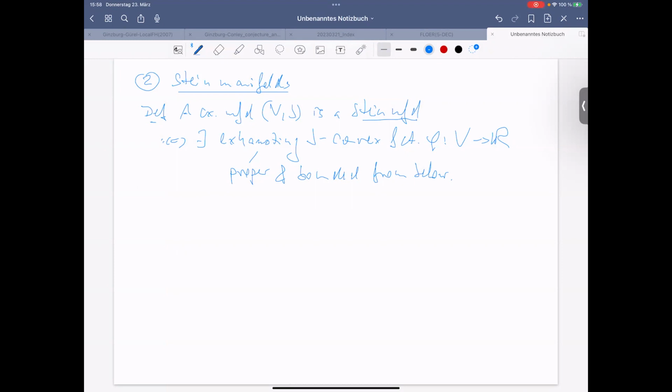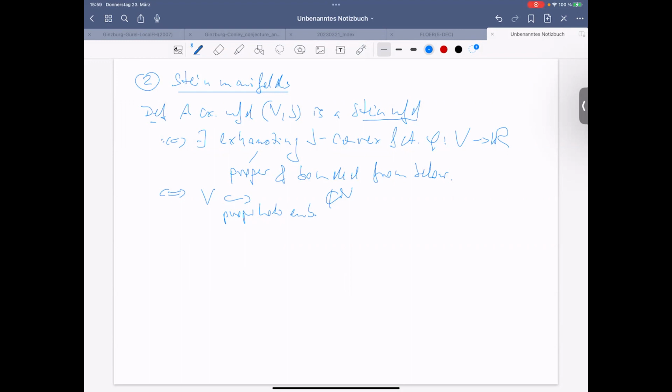And then there's an amazing theorem where the most difficult part is due to Grauert, that this is equivalent to this complex manifold admitting a proper holomorphic embedding into some Cn of sufficiently large dimension. As opposed to the case of real manifolds, which always embed into some sufficiently big Rn, it's not true for complex manifolds. For example, a compact complex manifold can never embed into Cn because of the maximum principle.